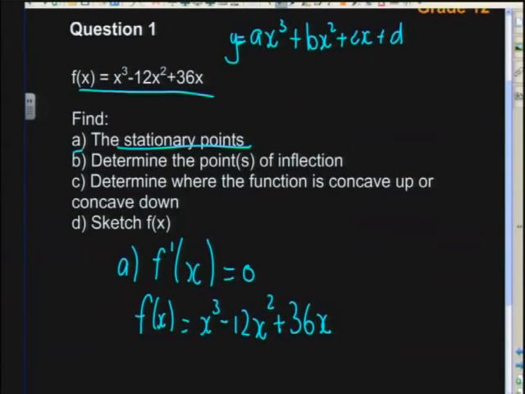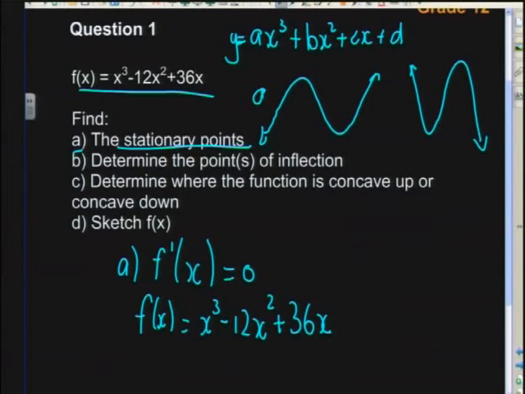Now the two different shapes you can get. You can either get a graph that looks like that, which is concave down and then concave up, or you get a graph which looks like this. And this one you get when it's concave up and then concave down.